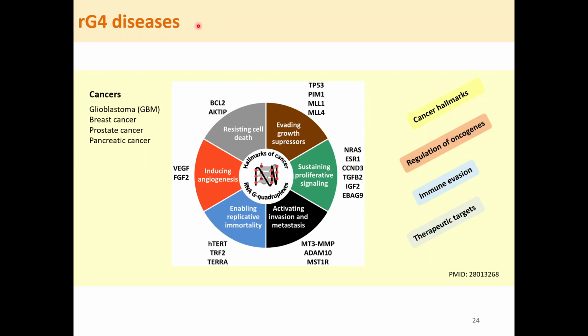rG4s are pathologically involved in many cancers such as glioblastoma, breast cancer, prostate cancer, and pancreatic cancer, in all cancer hallmarks of evading growth suppressors, sustaining proliferation, activating metastasis, telomere maintenance, angiogenesis, and resisting cell death. Many key oncogene and tumor suppressor mRNAs have rG4 regulatory elements. These rG4s can well be therapeutic targets of the rG4 ligand class.